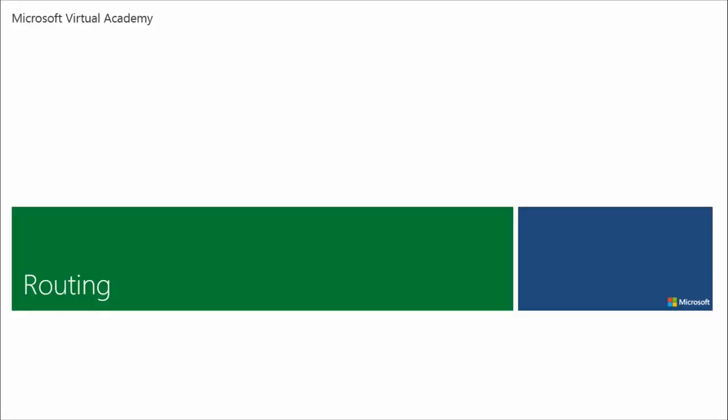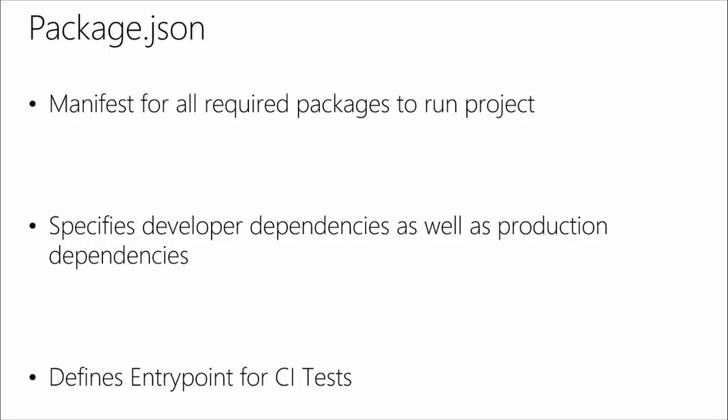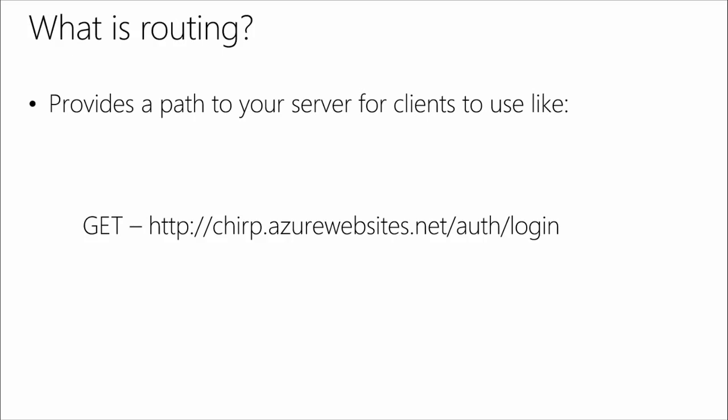Okay, so I'll go ahead and start with routing. Routing in Express allows us to create these paths into our server, such as /auth/login. This is not the actual URL of the application, I believe it's chirp-MVA. But it is a path to our server, and that's what the routes do. So I'm going to stop there and jump into some live coding.